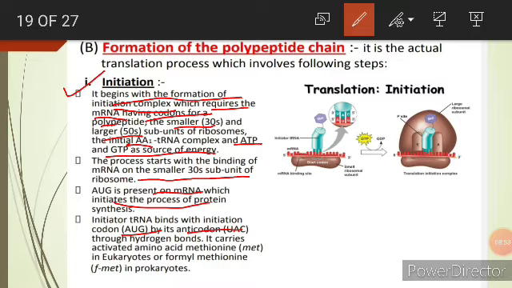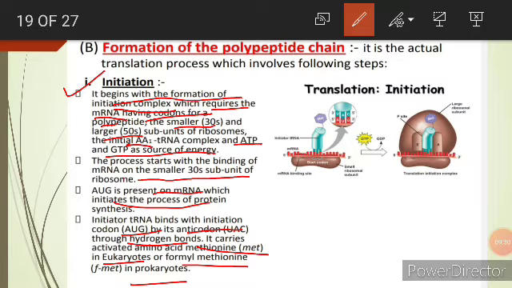So the initiator tRNA always binds with the initiation codon, that is AUG, by its anticodon, that is UAC. How does it bind? Through hydrogen bonds, and it carries the activated amino acid methionine in eukaryotes, or formylmethionine, that is fMet, in prokaryotes. In prokaryotes there are only three initiation factors, whereas in eukaryotes there are 6 to 7, or more than 6, initiation factors.